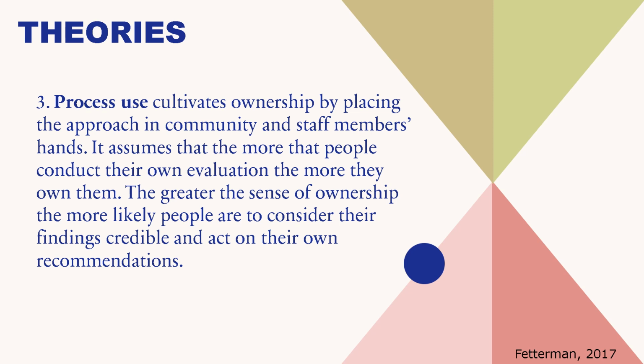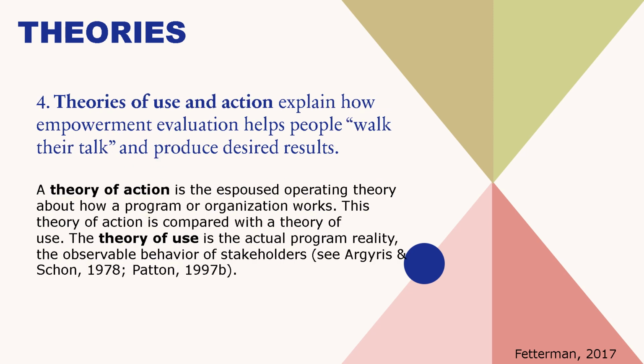The fourth theories encompass the theories of use and action. They explain how empowerment evaluation helps people walk their talk and produce desired results. Additionally, a theory of action is the espoused operating theory about how a program or organization works. This theory of action is compared with the theory of use. The theory of use is the actual program reality, the observable behavior of stakeholders.